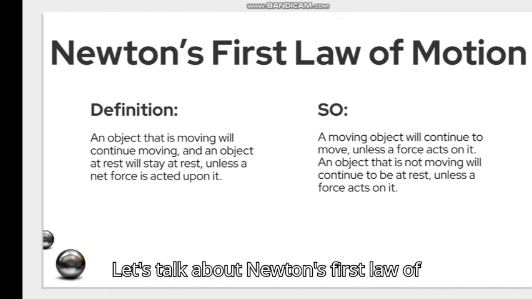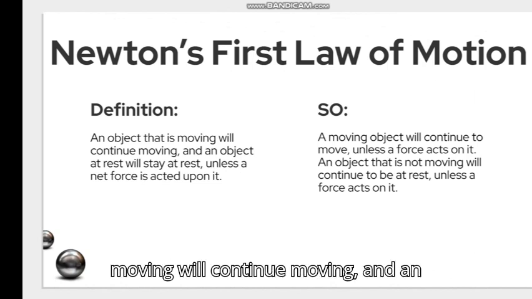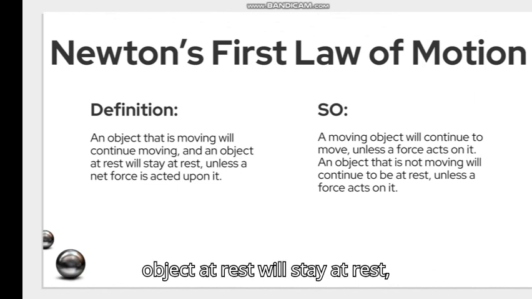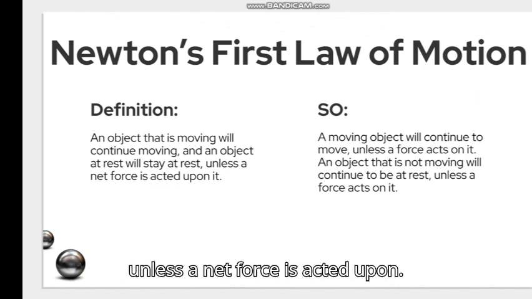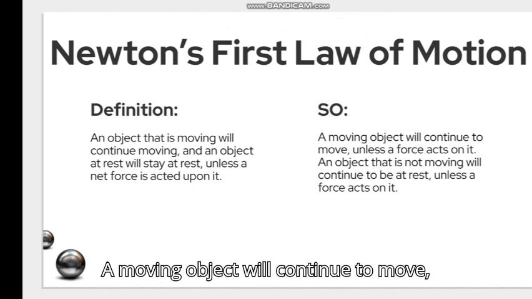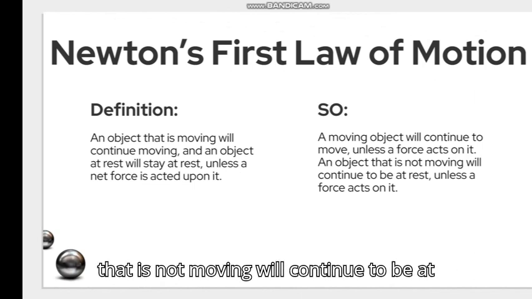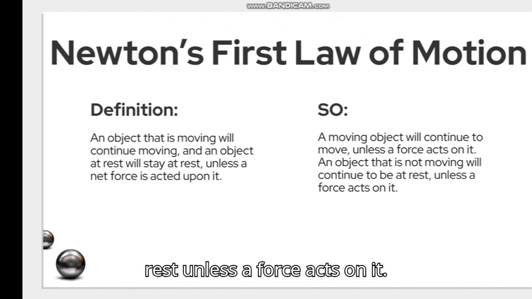Let's talk about Newton's first law of motion. The definition is: an object that is moving will continue moving, and an object at rest will stay at rest, unless a net force acts upon it. A moving object will continue to move unless a force acts on it. An object that is not moving will continue to be at rest unless a force acts on it.